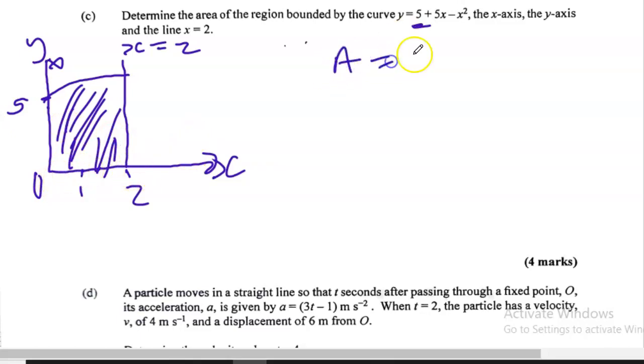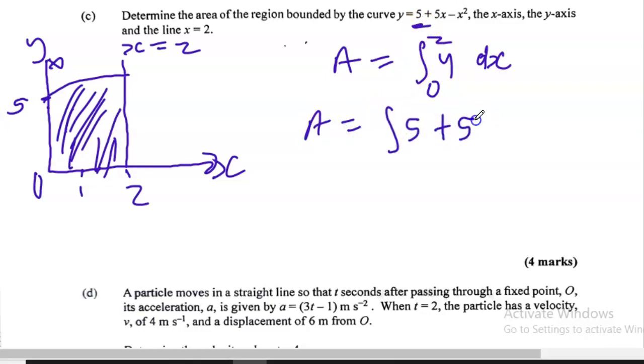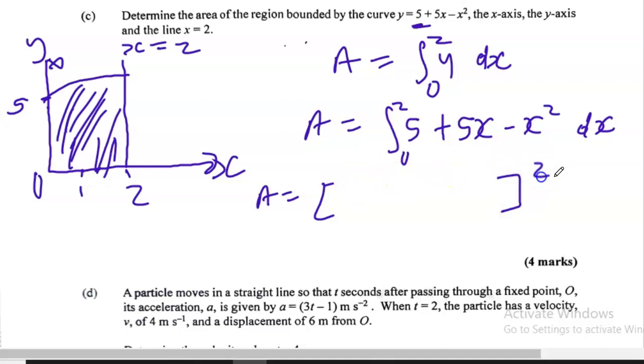So the area is the integral of y between the limits, and in this case the x limits will be 0 and 2. So the area is the integral of y, which is 5 plus 5x minus x squared dx, between 0 and 2. Let us integrate. Integrate 5, we end up with 5x. Integrate 5x, that's 5x squared over 2. Integrate x squared, that's x cubed over 3.